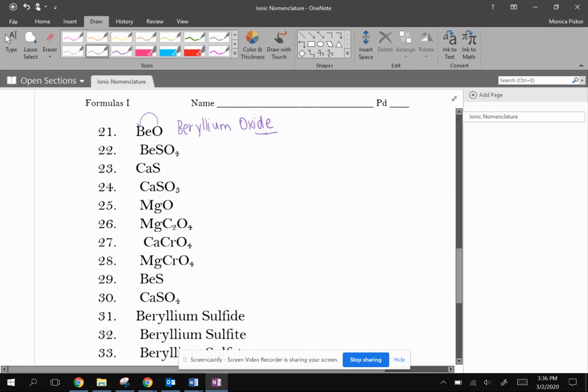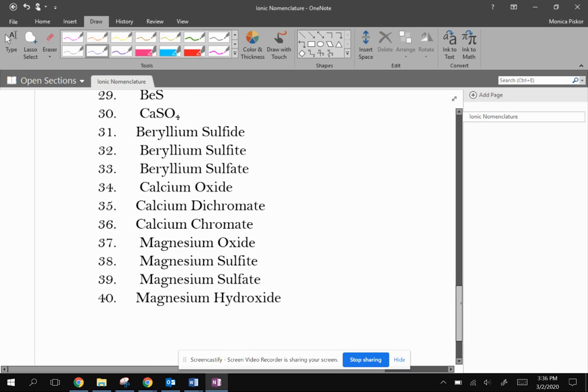Then you can have something like number 24. There's Ca, which is calcium. Always has a 2 positive charge, so no Roman numerals. SO3 is something that I'd have to look on my polyatomic ions list and find. SO3 is going to be sulfite. And I never change the endings on my polyatomic ions.